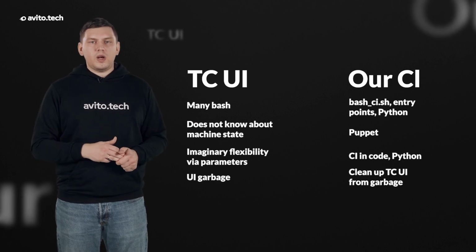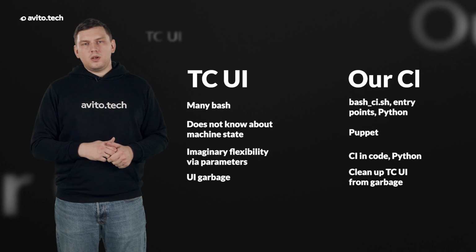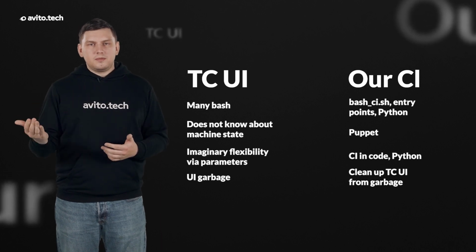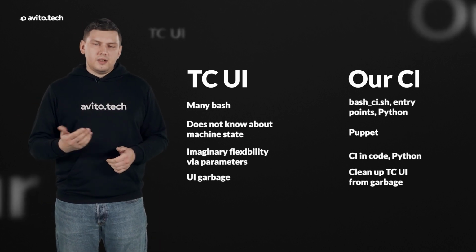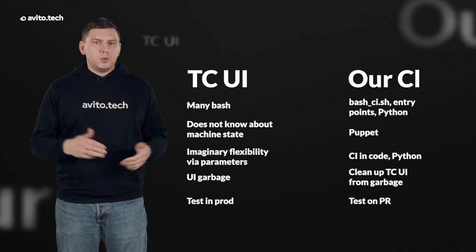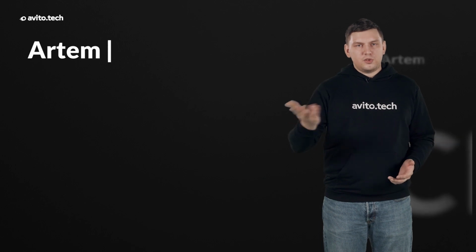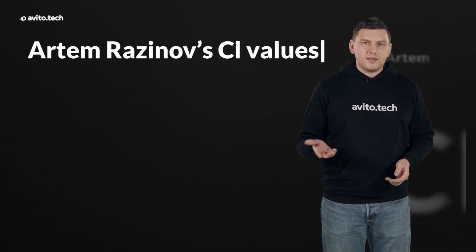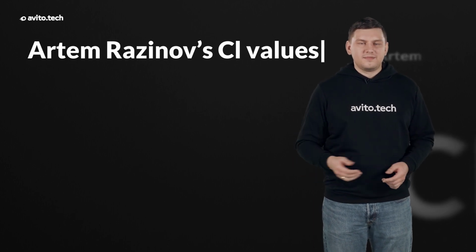Garbage in TeamCity UI. Nothing we can do about it. We just keep cleaning it again and again. Testing in prod. We replaced it with a clean approach where we test our changes on pull request instead of applying them globally. My teammate, Artem Razinov, has come up with multiple CI values that are very important, and I'd love to share them with you now.